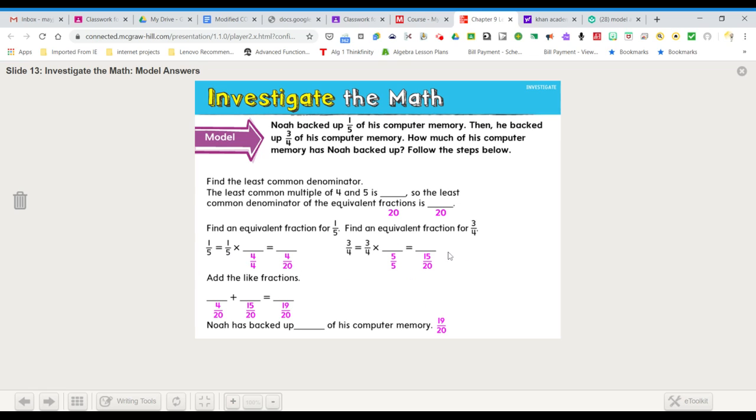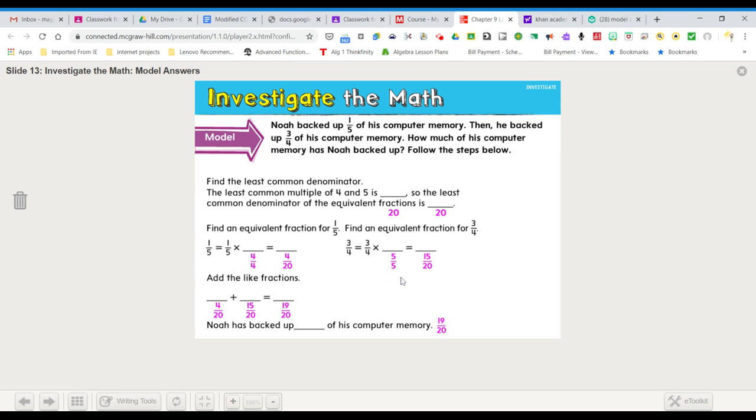And you do that same thing over here with 3/4. But in this case, you're multiplying by 5/5. Why? Because 4 times 5 is 20. So you have to change your thinking here. 5 times 4 is 20. 4 times 5 is 20. So that's why you're multiplying by 5/5.